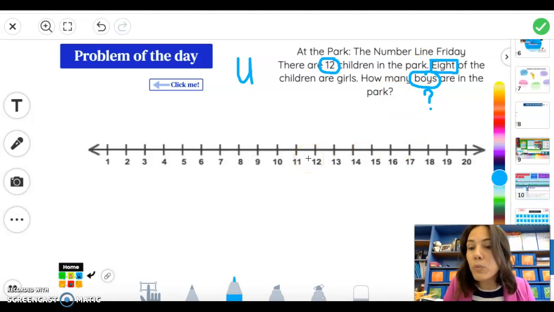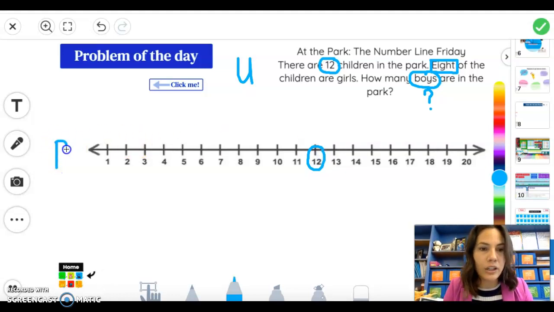Remember, there's different ways to solve math problems. So how am I going to solve this math problem today? Well, I know that I have 12. And this is a picture. So this is how you're going to solve it using a picture. And then down here, you're going to use your number sentence. That's what the S is for, my number sentence.